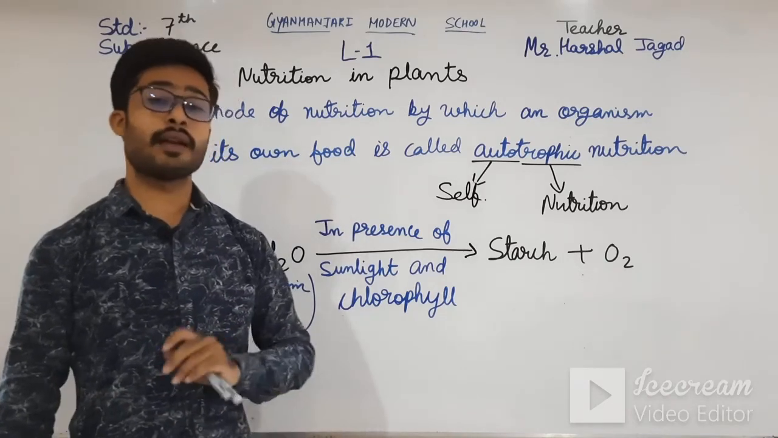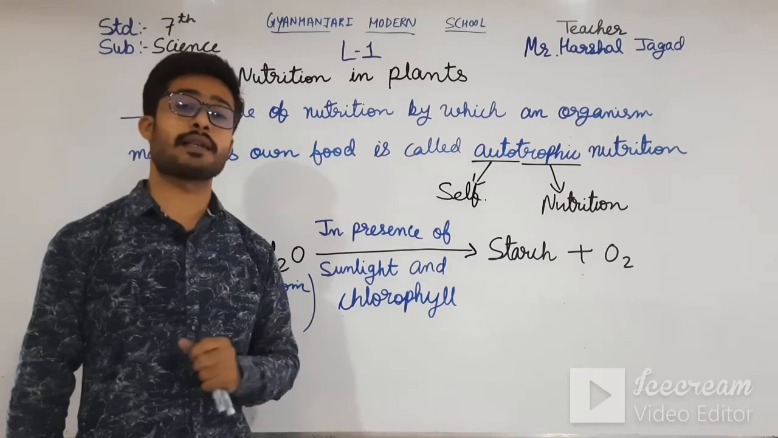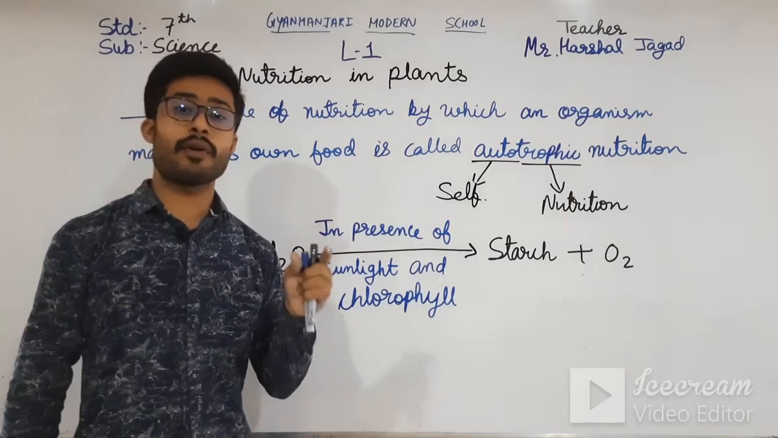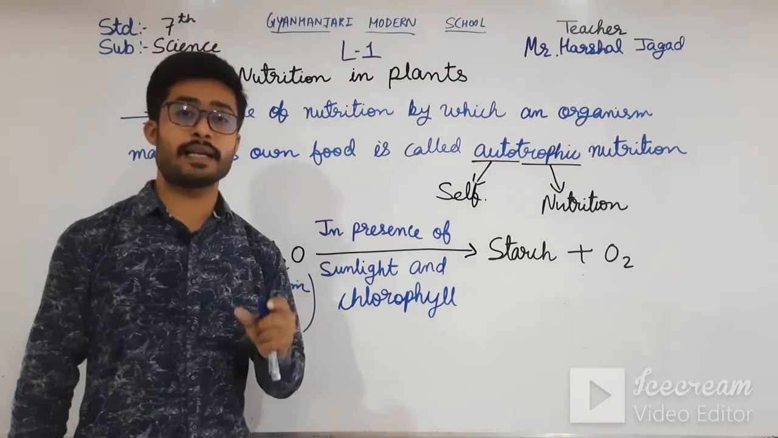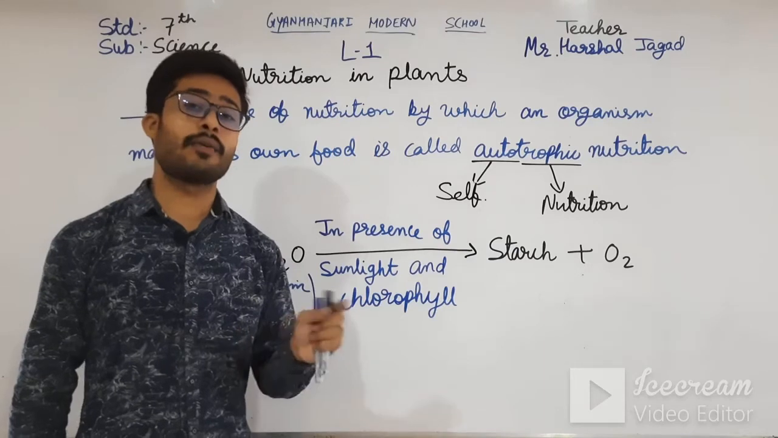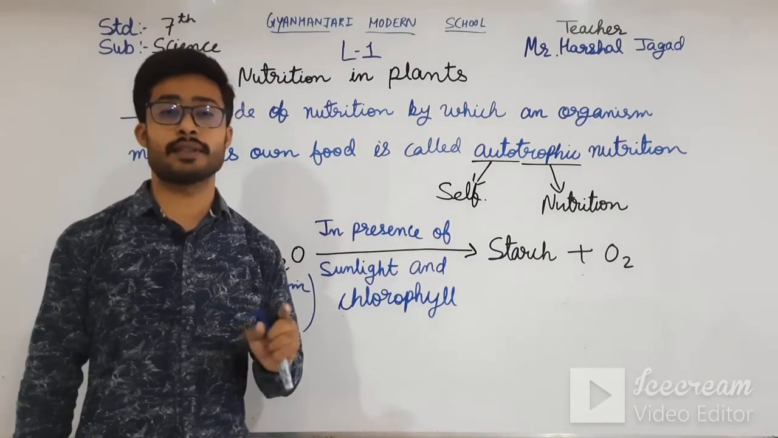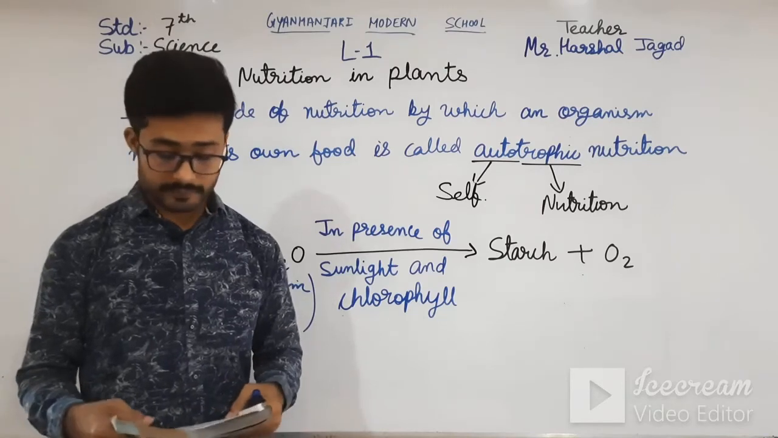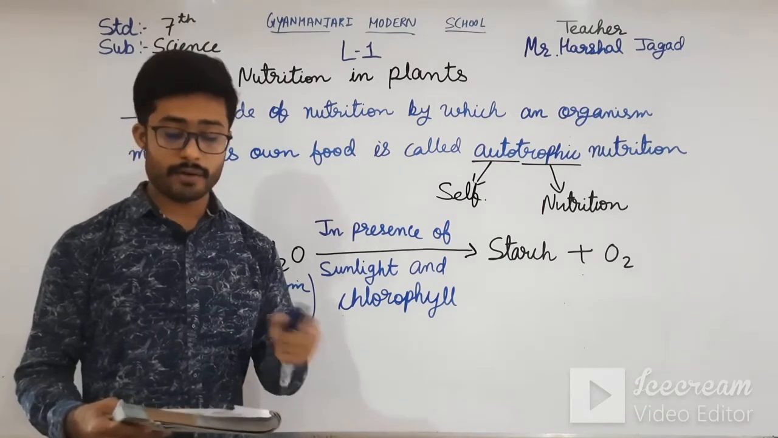Without light, the photosynthesis process can't occur. There should be sunlight or artificial light to do the process of photosynthesis. Without light, the photosynthesis process cannot be carried out. Okay students, there is an activity here, but we will do it later.